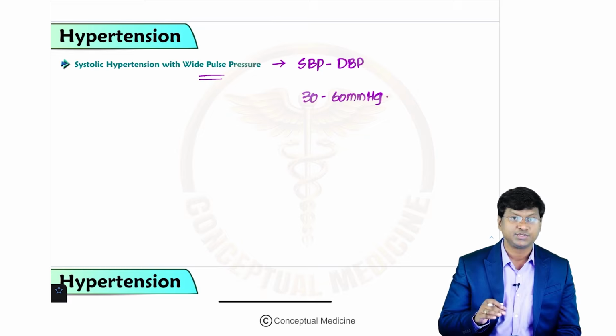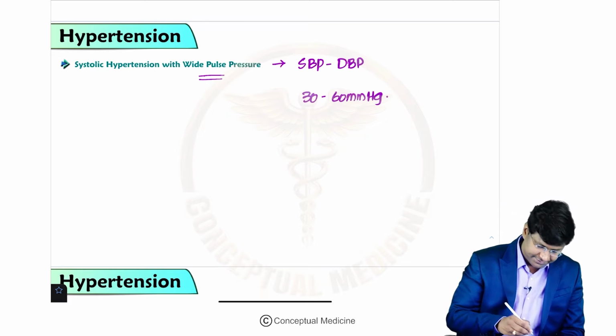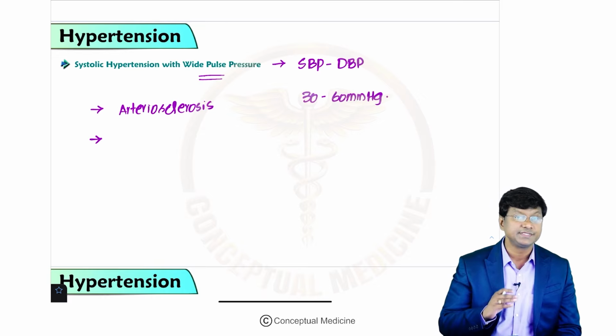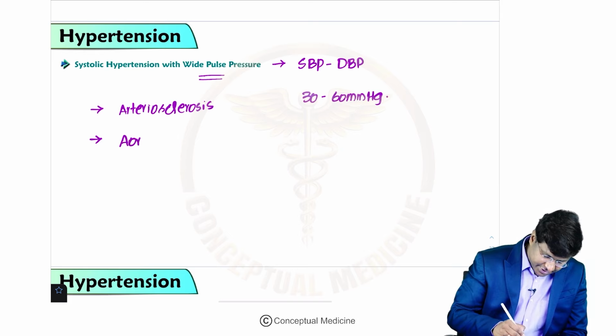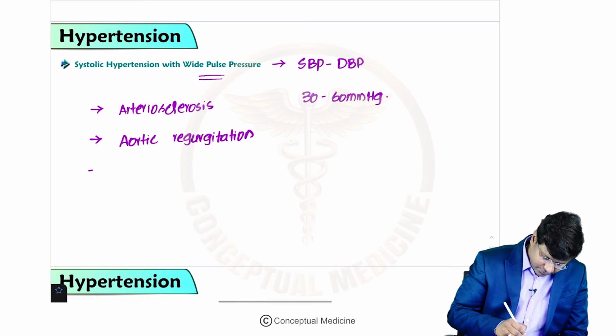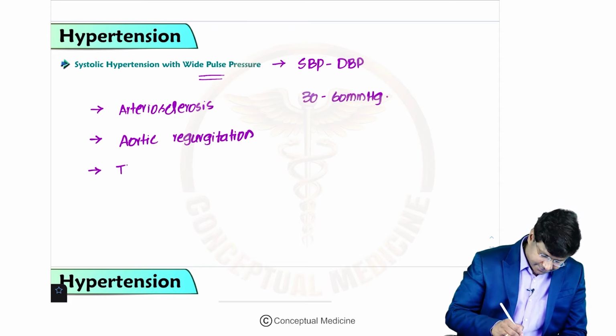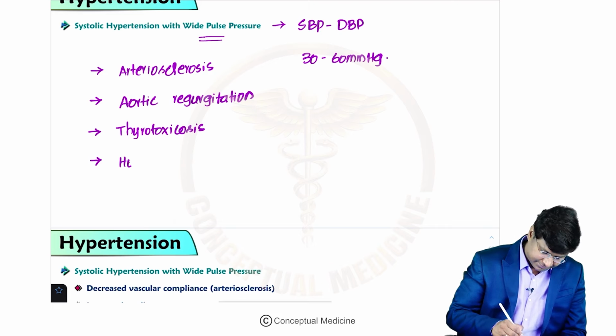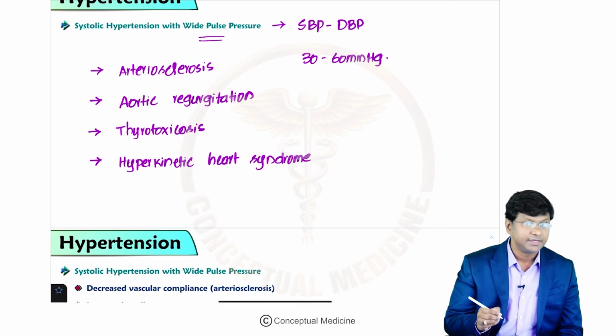That can be seen in patients with decreased vascular compliance, that is in arteriosclerosis. Next, it is seen in clinical scenarios where there is increased cardiac output, that is in patients with aortic regurgitation, then followed by thyrotoxicosis, next followed by hyperkinetic heart syndrome, and in fever.